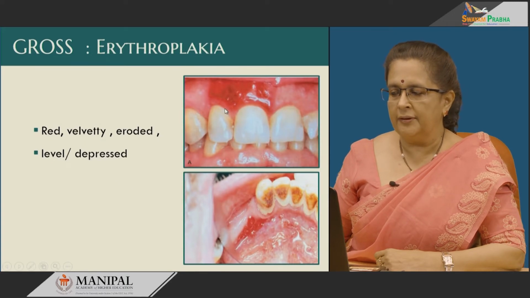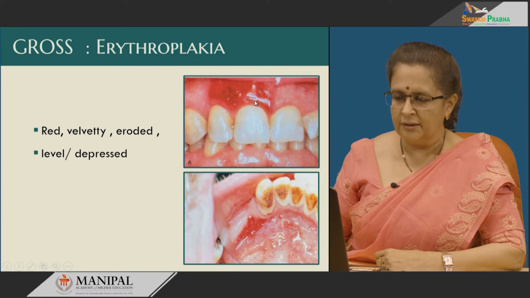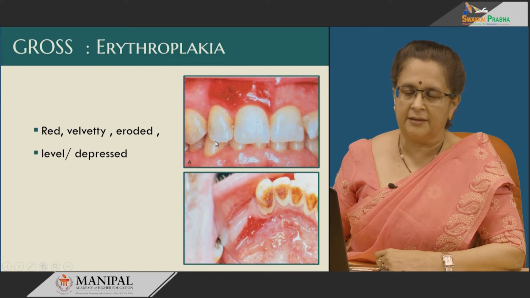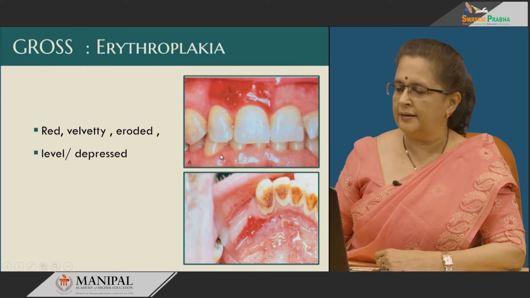Erythroplakia, meanwhile, is a red plaque. So, it is a reddened lesion, it is velvety, it is eroded, it can be level with the surface or it can be slightly depressed, but it is never elevated.